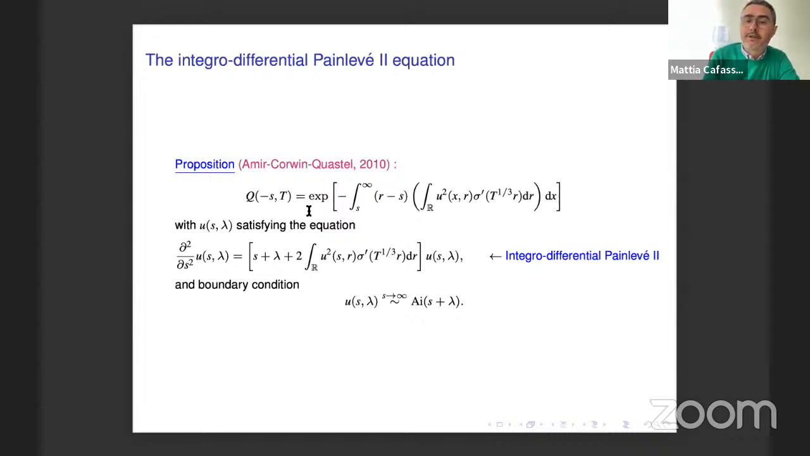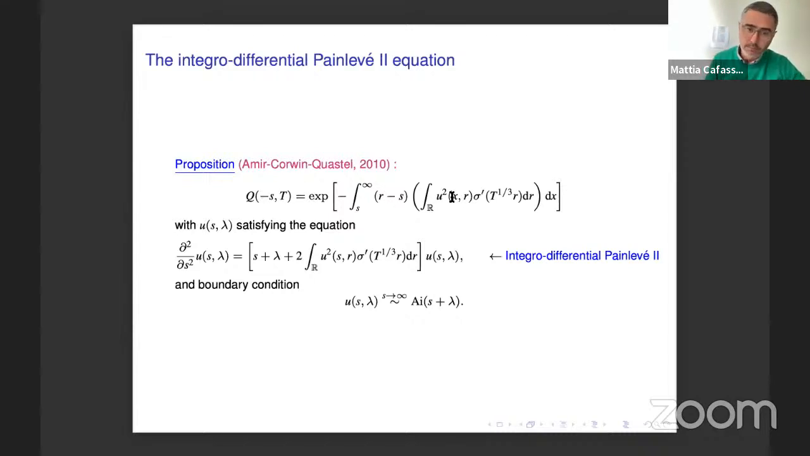The formula is this one, in which it is stated that this function Q can be expressed as a double integral, in which once you have a function u of two variables, x and r, you integrate against sigma prime this function u squared with respect to r, and then you do one more integration here, and you obtain your function q.